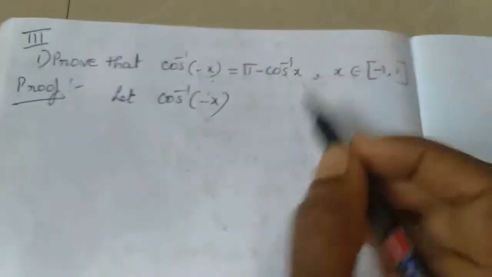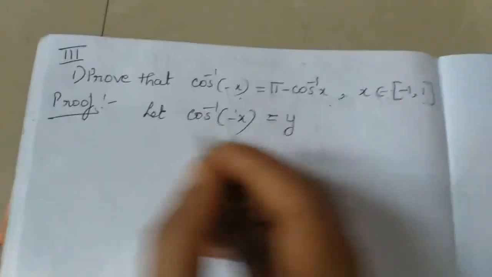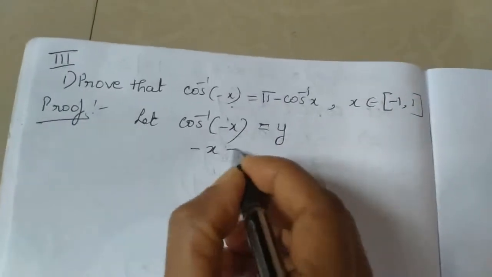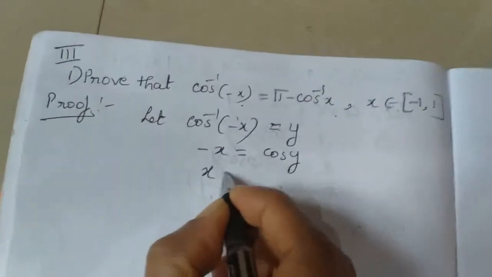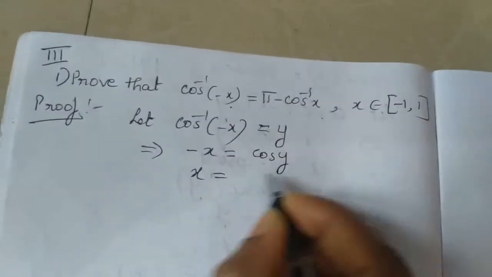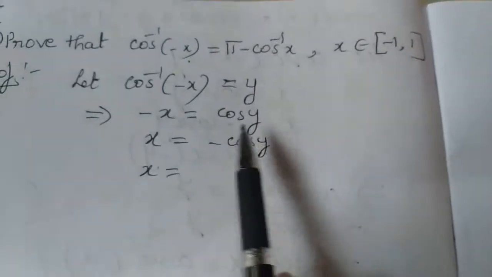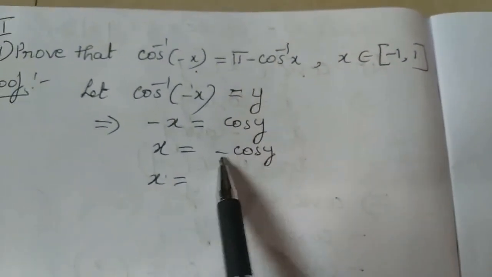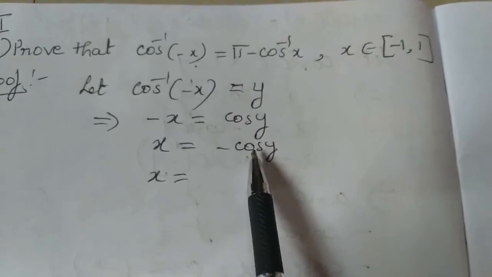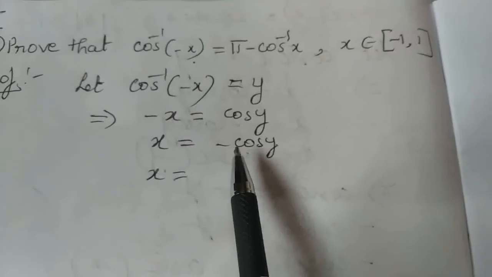Let us call this as y. The proof is similar to the previous one. Cos inverse of minus x is y. Then minus x is equal to cos y. Change the sign throughout. Plus x is equal to minus cos y. In the previous 3 cases, you have written minus sin y is sin of minus y. Similarly, minus tan y is tan of minus y. In case of cosecant y also, minus cosecant y is cosecant of minus y.